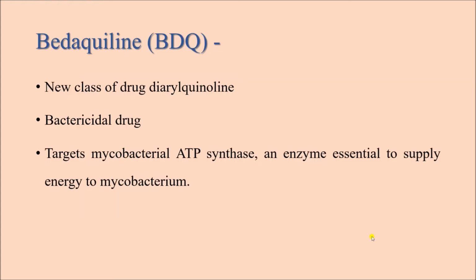Now let us discuss two of the newer drugs that have been introduced very recently in the treatment of drug resistant tuberculosis. First one is bedaquiline. So it is a new drug belonging to the class diarylquinoline. It is a bactericidal drug, that means it kills the bacteria. It targets mycobacterial ATP synthase, which is an enzyme that is essential to supply energy to the bacteria. So if this enzyme ATP synthase is blocked, it cannot produce any more energy, and because of lack of energy, the bacteria will not survive.